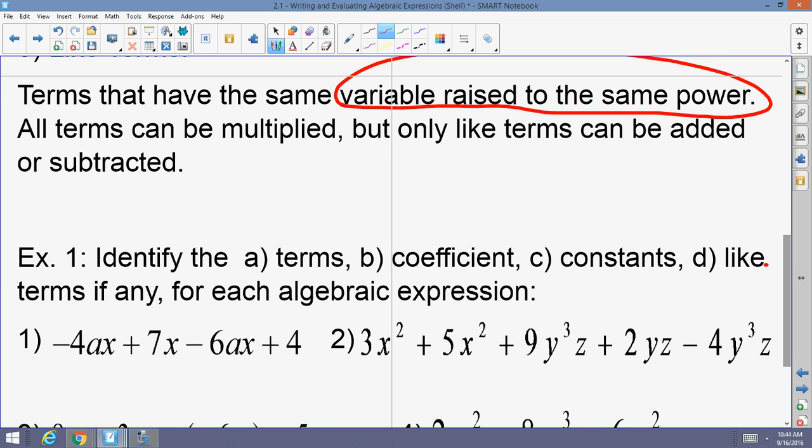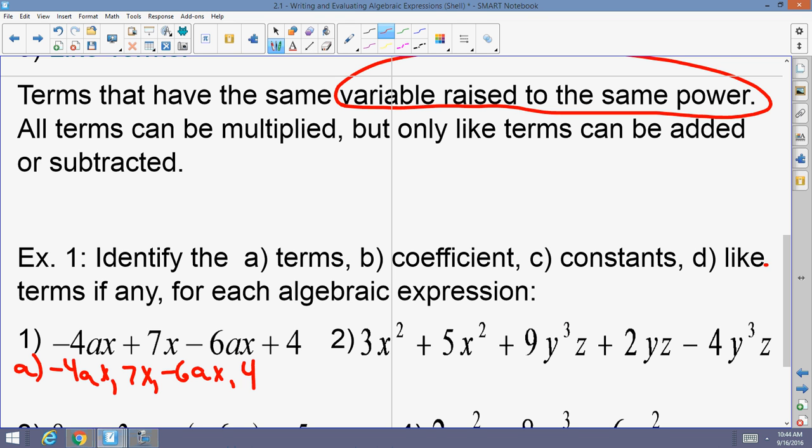Okay, A, the terms. What do you think the terms are? Remember, hint, hint, terms are separated by plus or minus signs. Okay, so what are the terms? Let's list them. Negative 4ax, comma 7x, negative 6ax is a term, and positive 4. Very good. The sign always goes with the term. Excellent, brother.